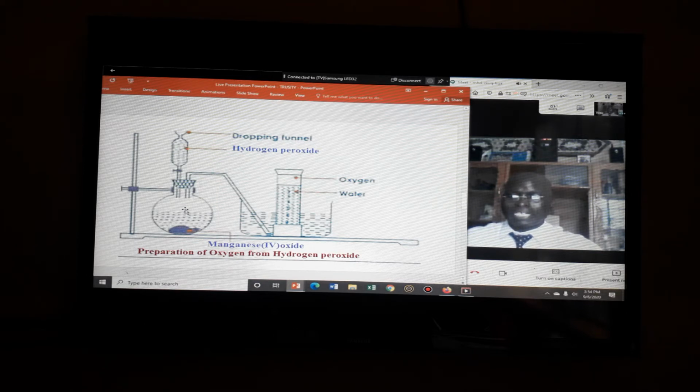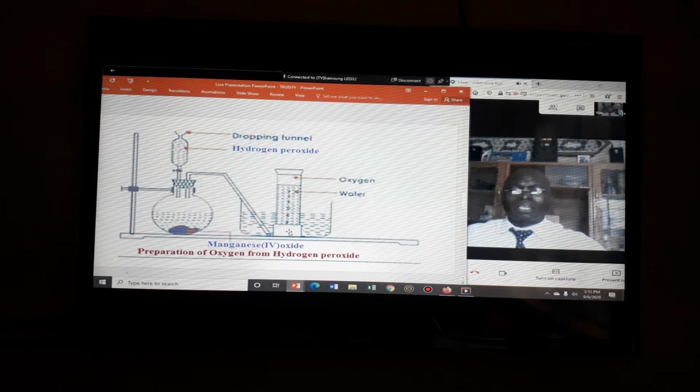So that gas, once produced, will move via this delivery tube, and it will move through the water and be collected in this apparatus that we refer to as a gas jar. Of course, there is already some water in the water trough that we had talked about earlier. This is called a beehive shelf.